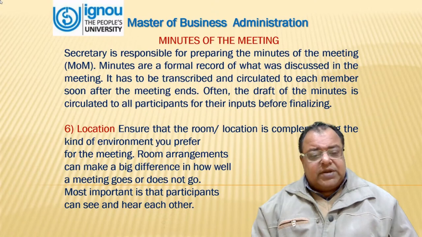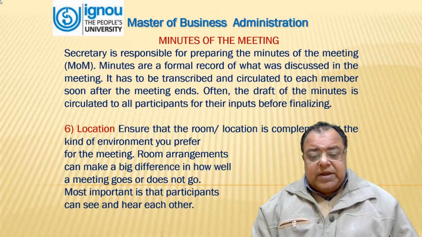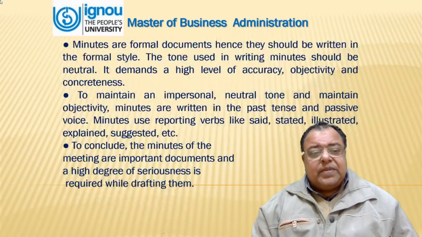Sixth one is location. Ensure that the room location is complementing the kind of environment you prefer for the meeting. Room arrangements can make a big difference in how well a meeting goes or does not. Most important is that participants can see and hear each other clearly.